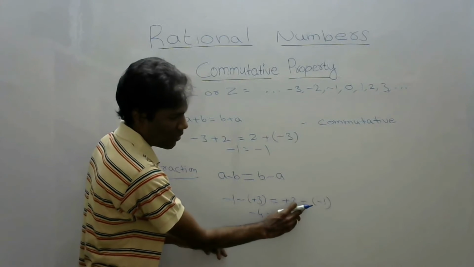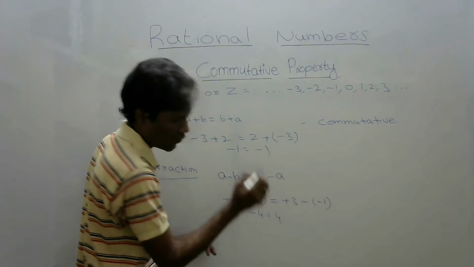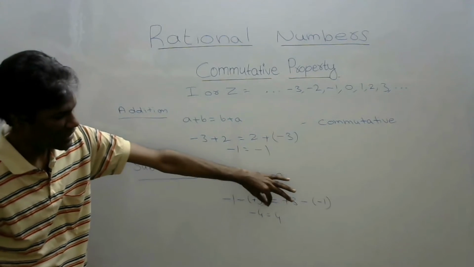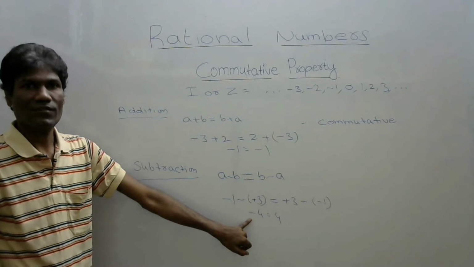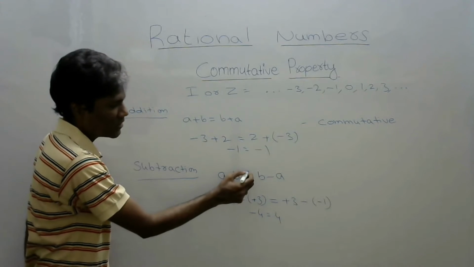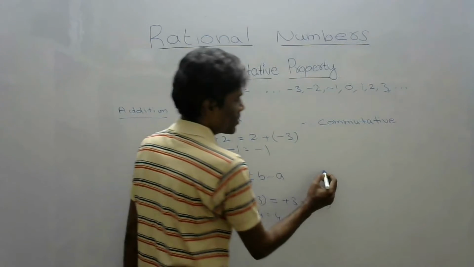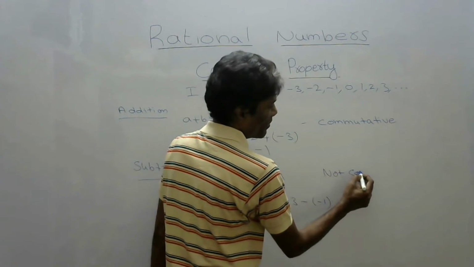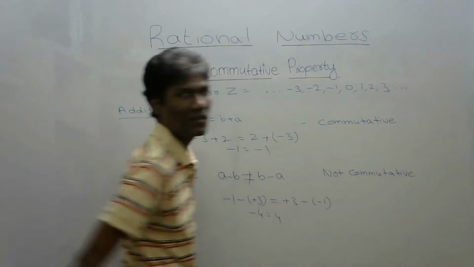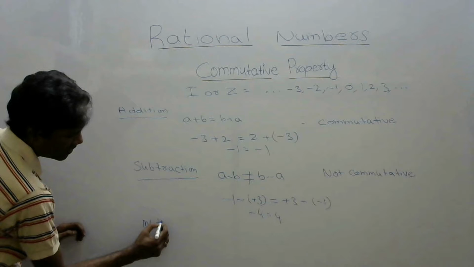Here 3 minus of minus 1, that is 3 plus 1, is 4. So is this equal? No. The numerical value will be the same, but the sign will be different. So in subtraction, is a minus b equal to b minus a? No, this is not equal. So with respect to subtraction, it is not commutative. Next, we will see multiplication.